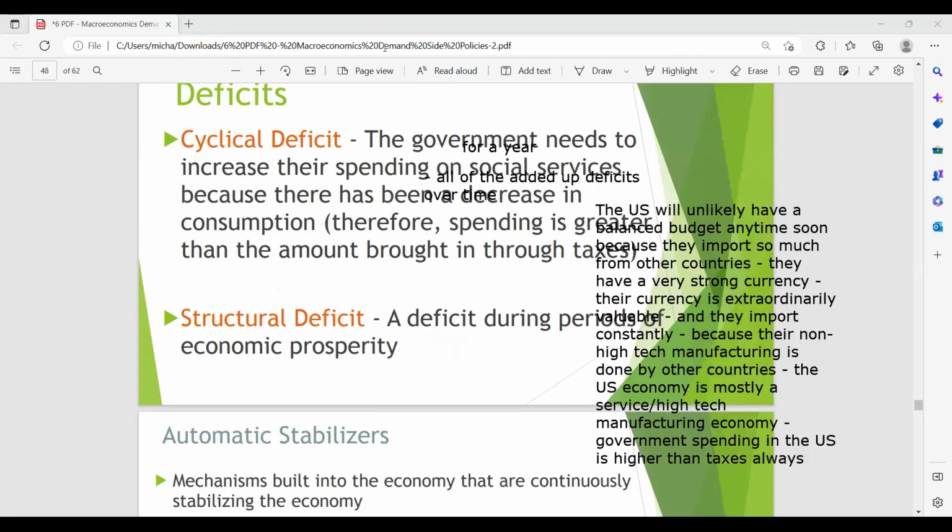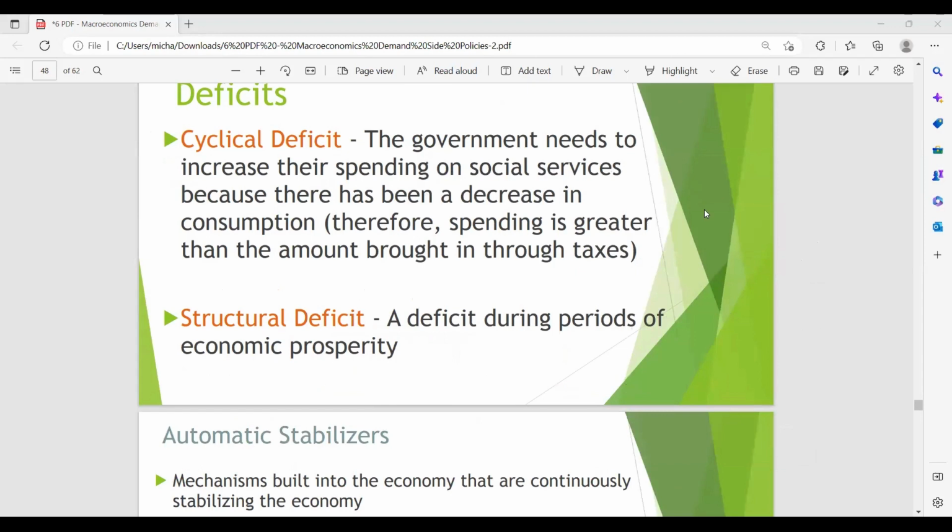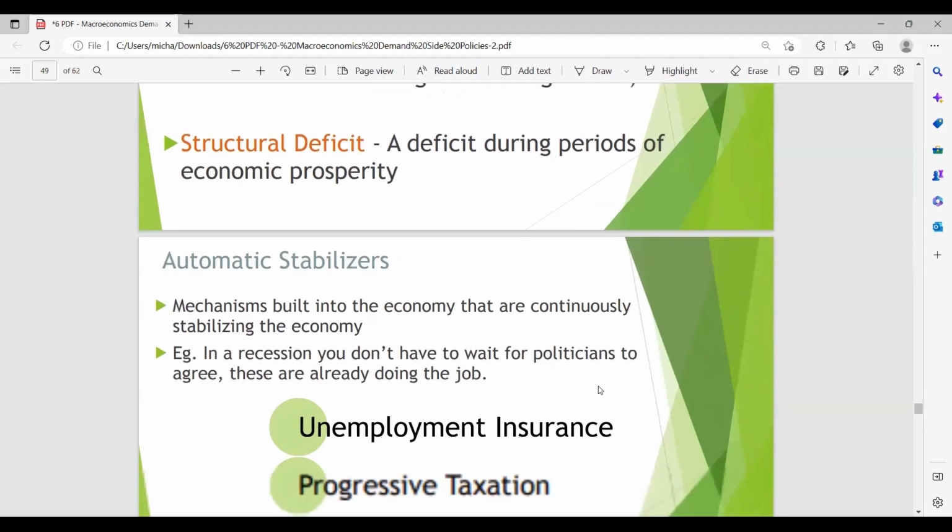And then cyclical deficit is when the government needs to increase their spending on social services because there has been a decrease in consumption. So spending is greater than the amount brought in through taxes. And then structural deficit is a deficit during periods of economic prosperity.